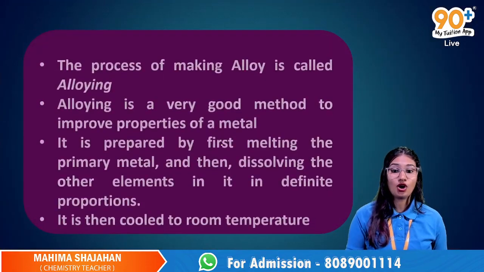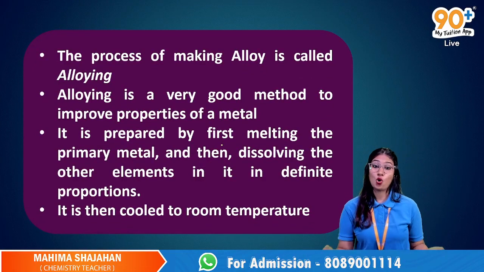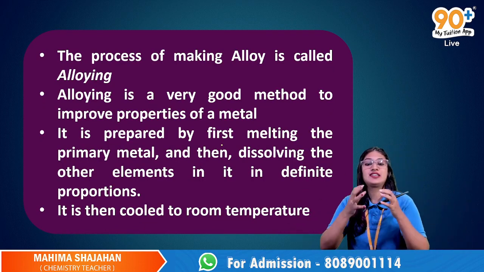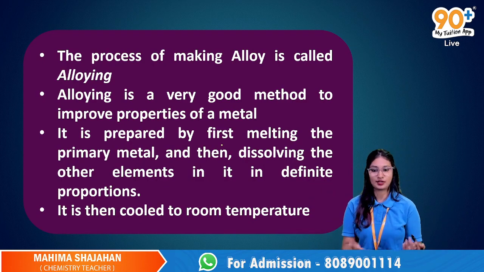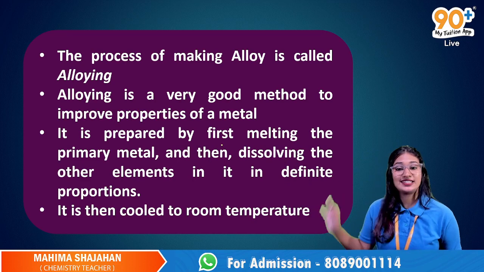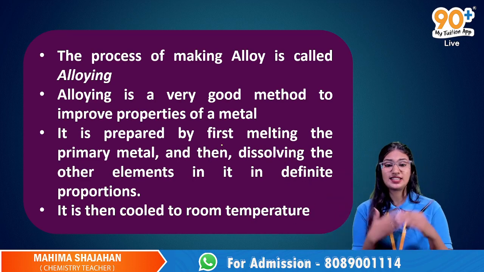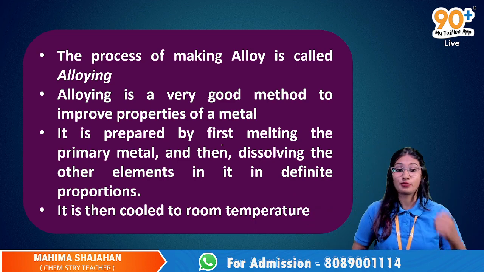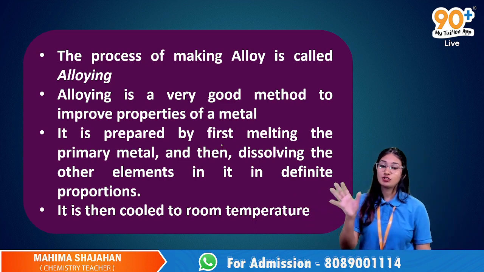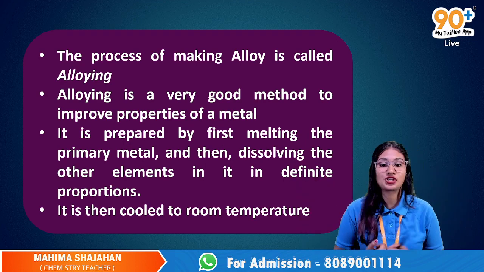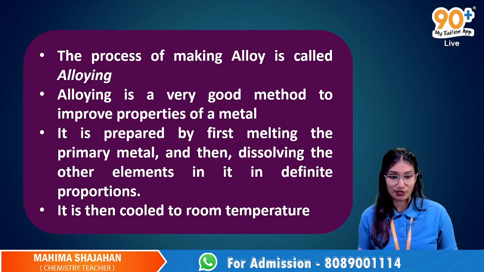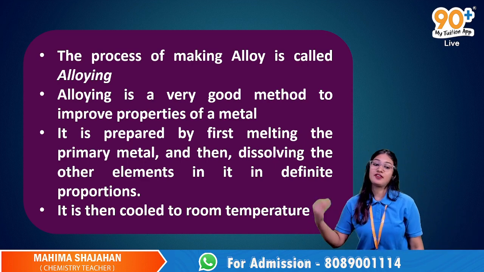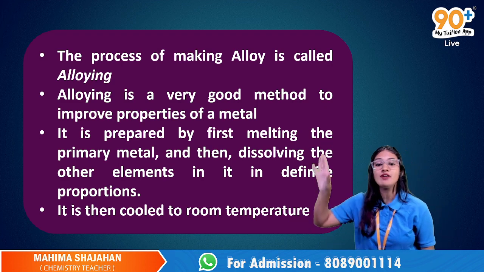Then we have alloying. An alloy is a homogeneous mixture, either of two metals or a metal and a non-metal mixed in a fixed proportion. We call this alloying. The process of making an alloy is called alloying, and it is a very good method to improve the properties of metals, such as tensile strength. To prepare an alloy, first there is a primary metal, the one we take in the highest concentration. We first melt that metal, then dissolve the other components in it in a fixed proportion, and then gradually cool it to room temperature. This is how alloys are made.